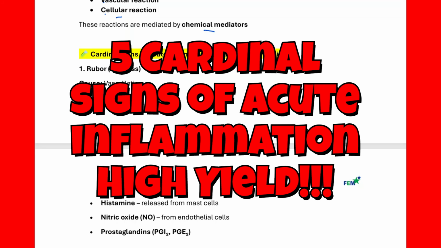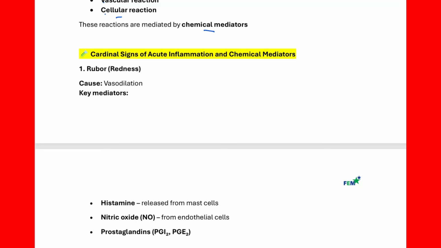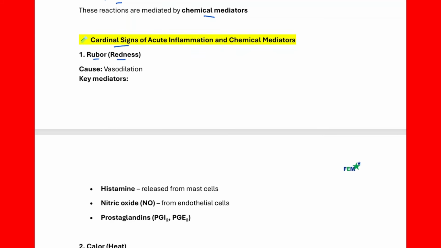5 cardinal signs of acute inflammation. So when I see these cardinal signs, I know that this is acute inflammation. The first cardinal sign of acute inflammation is what we call rubor, which is redness. So redness is the first sign of acute inflammation.